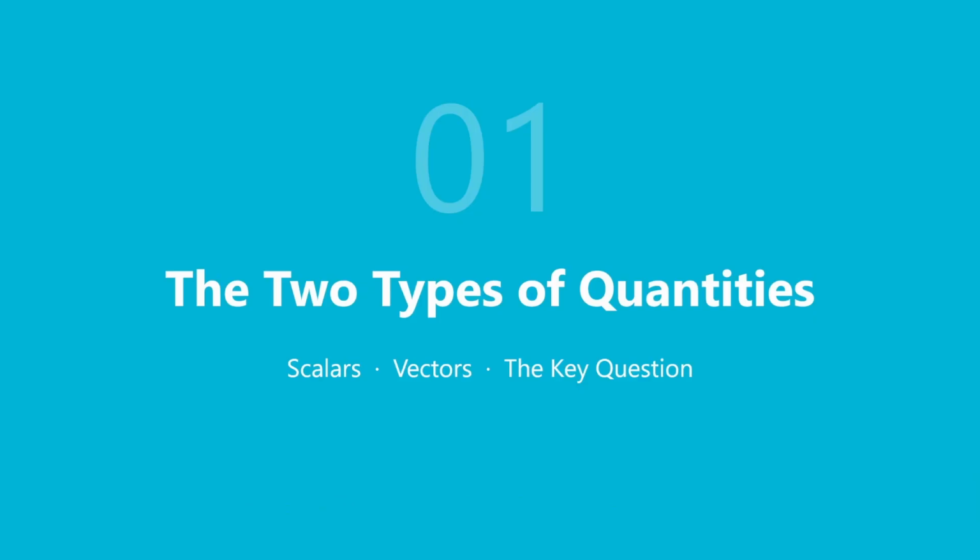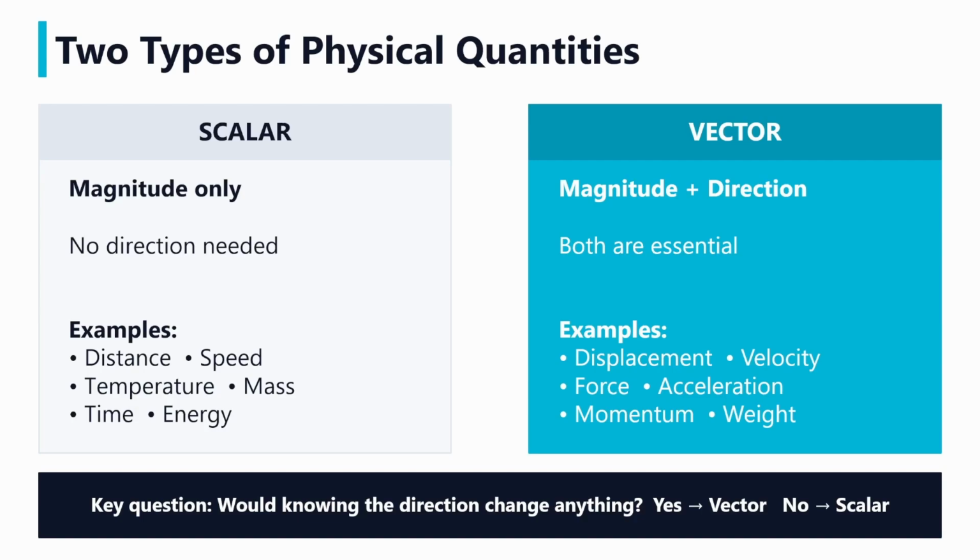Let's get into it. In physics, every measurable quantity falls into one of two categories. A scalar is a quantity that is fully described by just a number and a unit. That's it. No extra information required. A vector is a quantity that needs two pieces of information: a number, a unit, and a direction. Without the direction, it's incomplete. Here's the key question you should always ask yourself: would knowing the direction change anything? If yes, it's a vector. If no, it's a scalar.